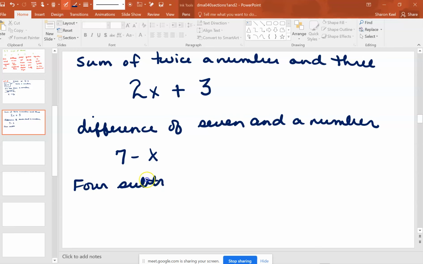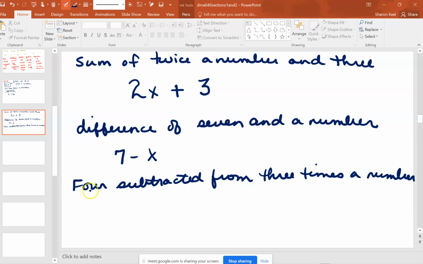4 subtracted from 3 times a number. Okay, if 4 is being subtracted from, that means you're going to have a minus 4, and then there needs to be a number at the beginning. So what goes at the beginning is going to be 3 times a number. 3 times a number is going to be represented with 3x. And that is all of our section 1.